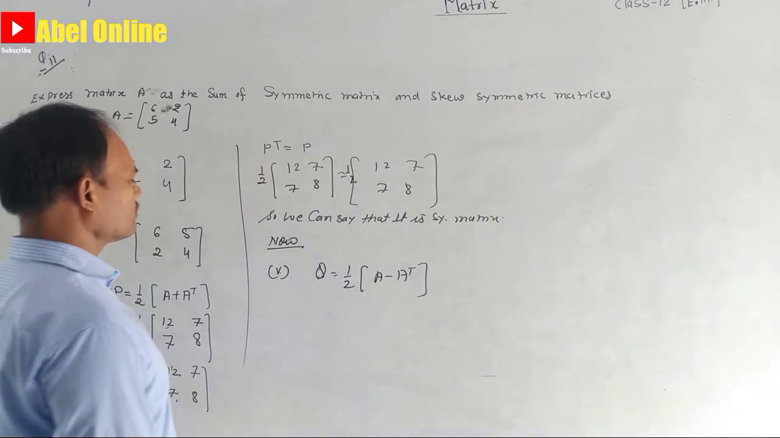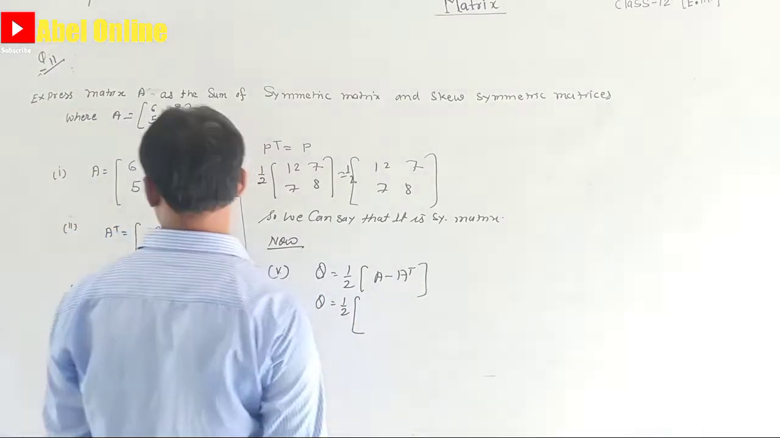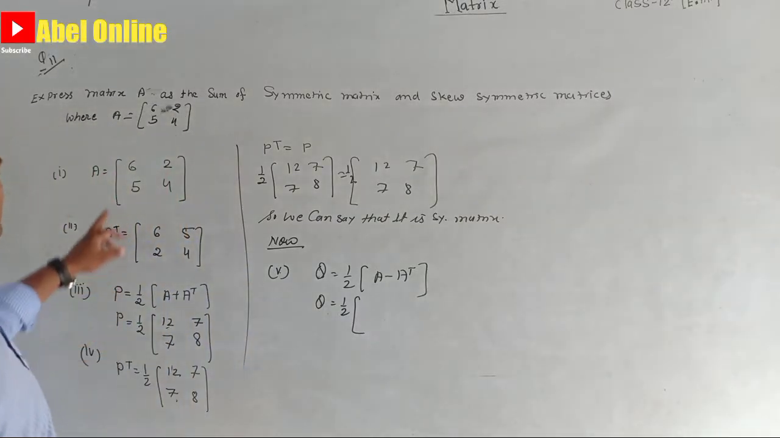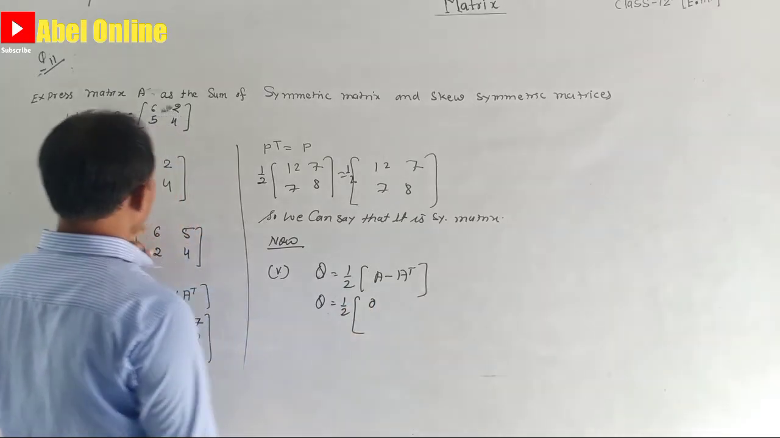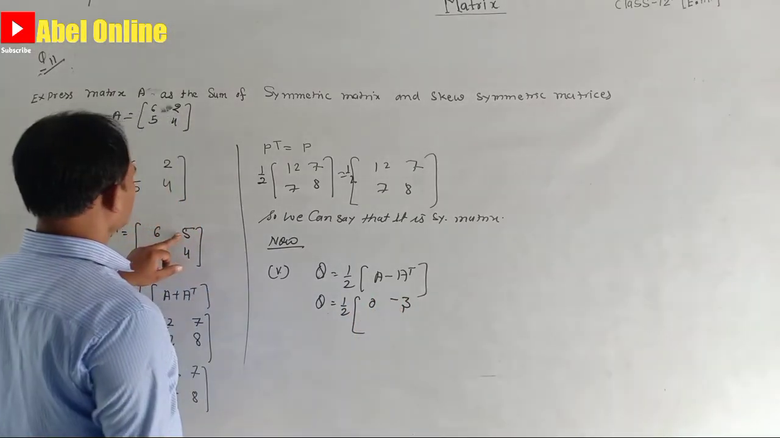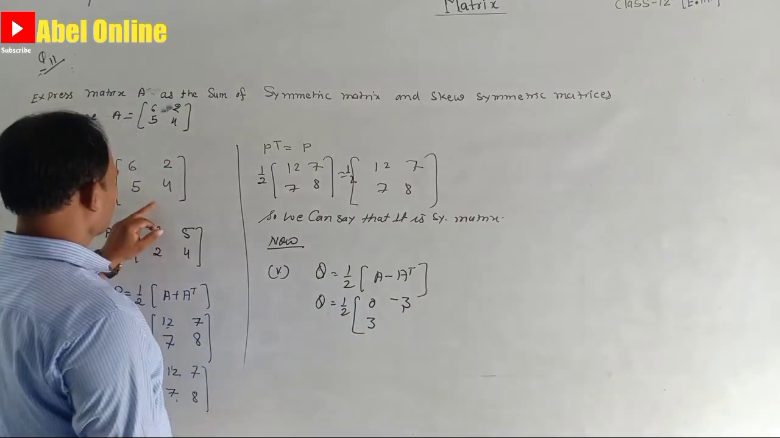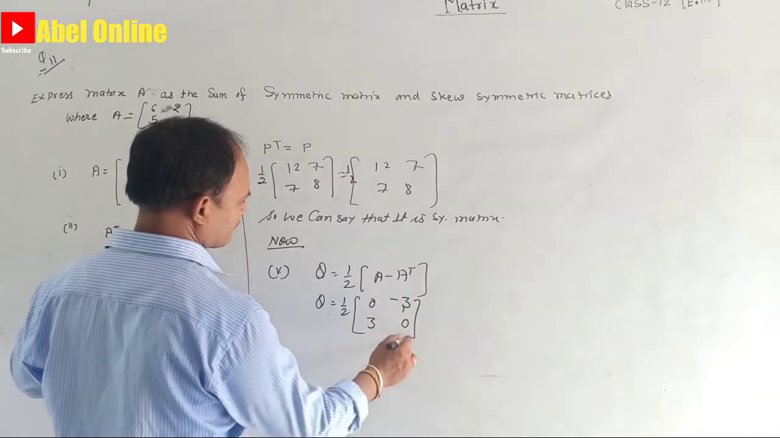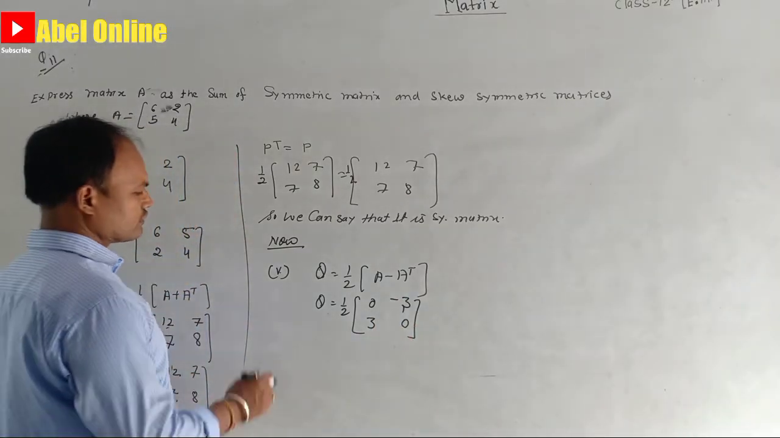Okay, so Q equals 1 by 2. What about A minus A transpose? When we are saying about A minus A transpose, it is 6 minus 6, it is 0. 2 minus 5 means it is minus 3. 5 minus 2, it is 3. 4 minus 4, it is 0. Okay, so it is Q.